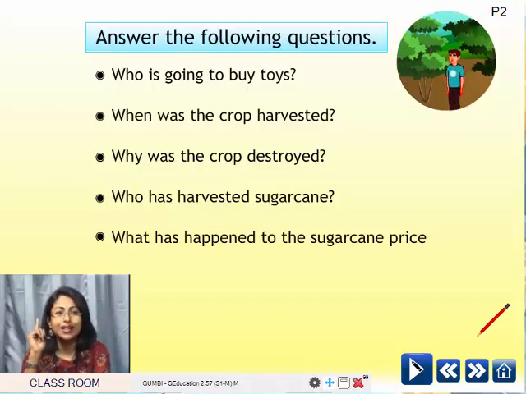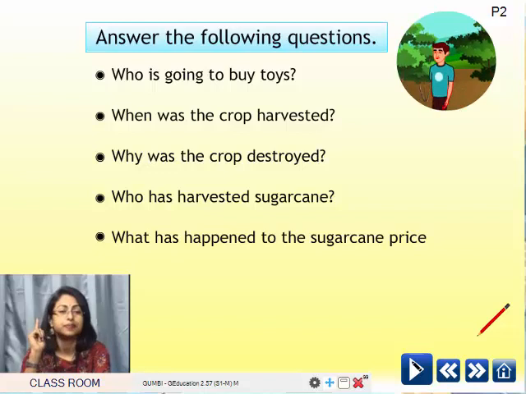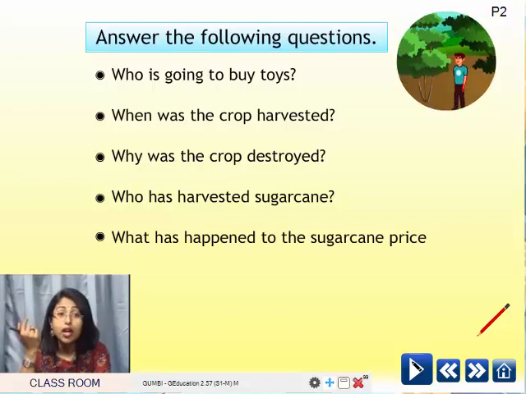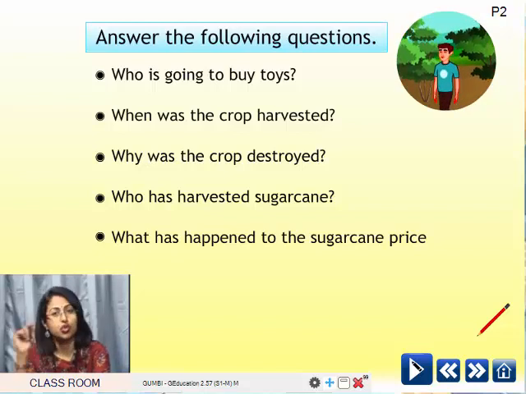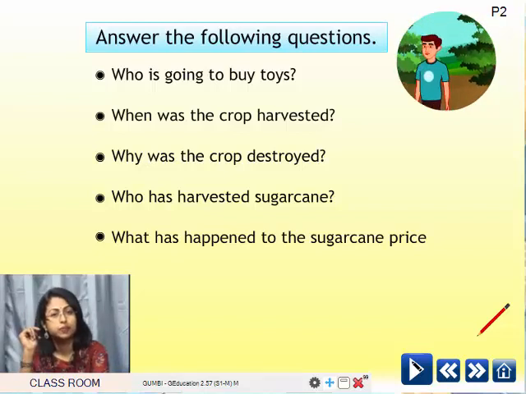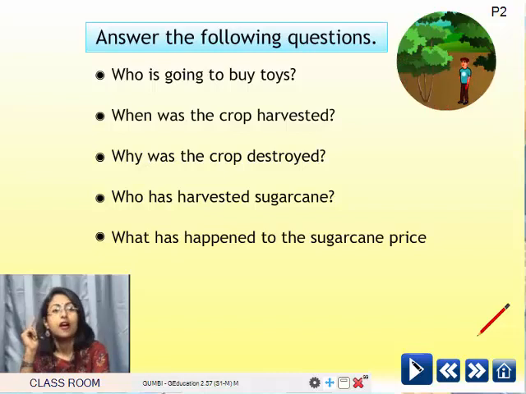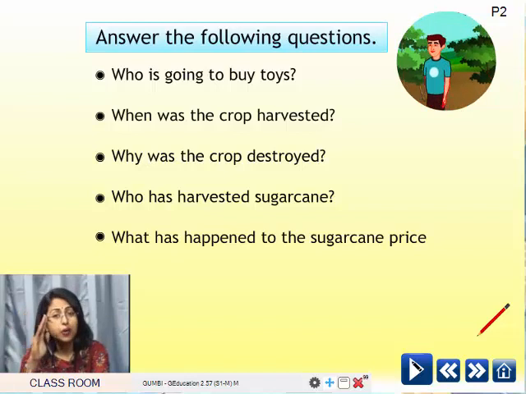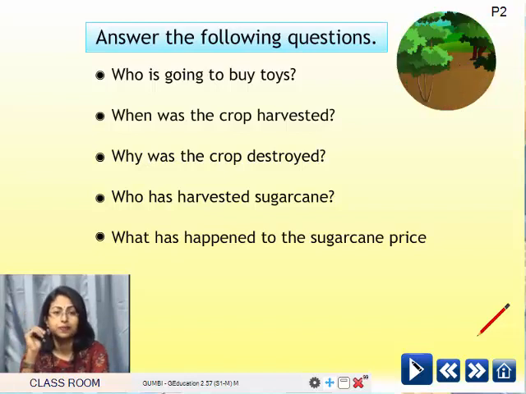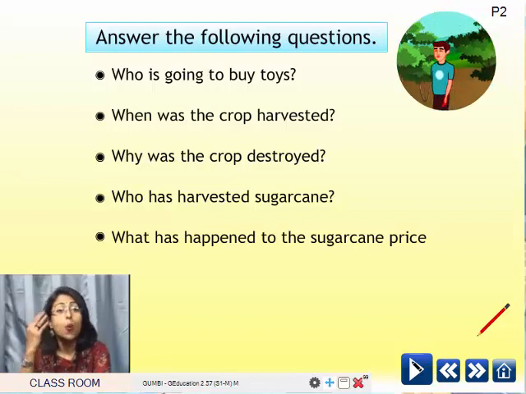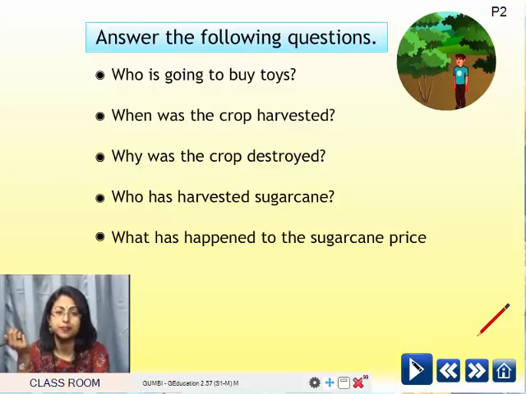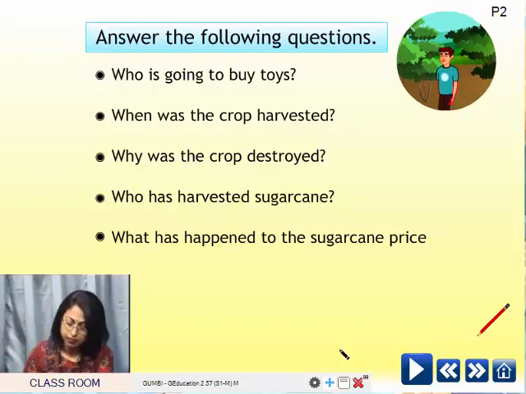When was the crop harvested? Why was the crop destroyed? Fourth question. Who has harvested sugarcane? The last question. What has happened to the sugarcane price?